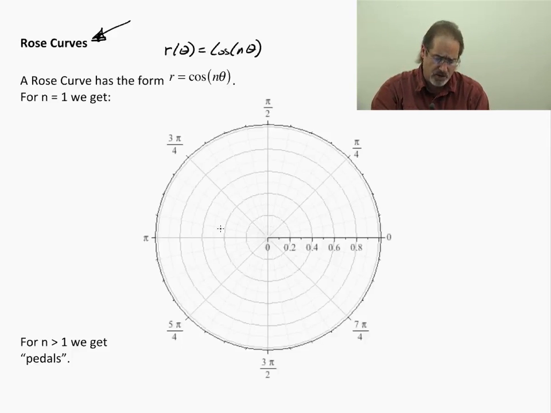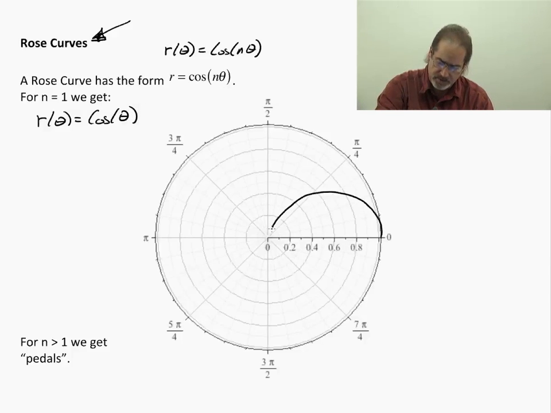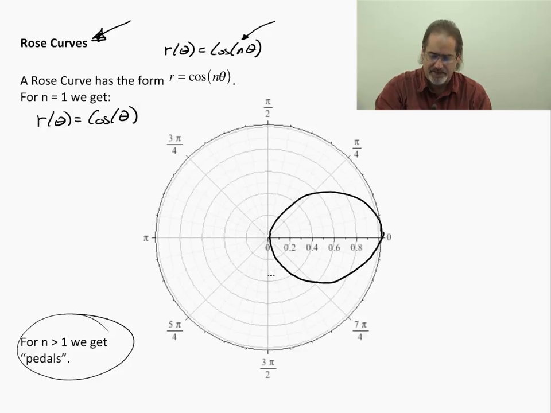Okay, now for n equals 1, what we have is r of theta equals cosine of theta. And we already looked at that. That's just a circle that essentially goes like this. Now what starts to happen is I change this value of n. Right now it's at 1. When I make it 2, then cool things start to happen. 3, 4, 5, whatever. And what I end up getting is essentially petals rather than just simply one circle.